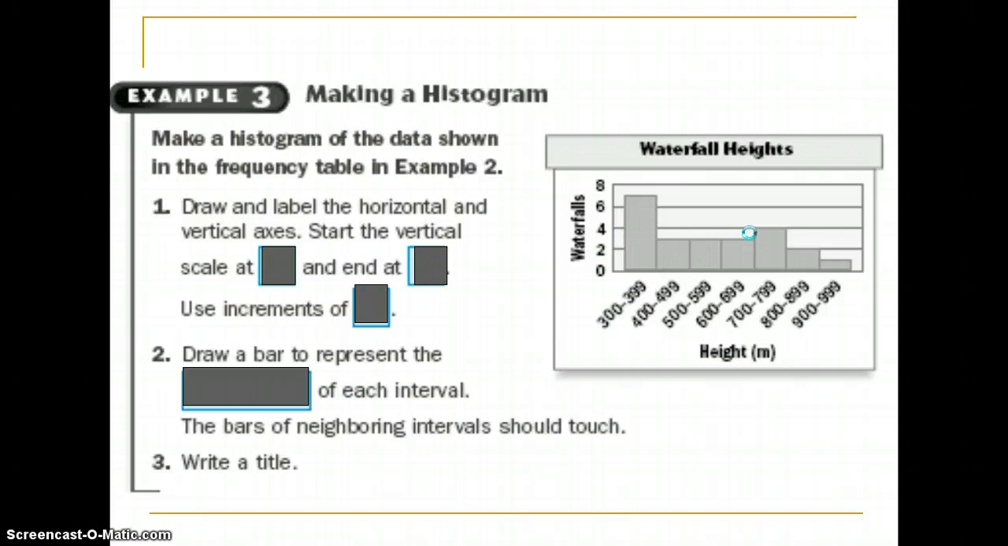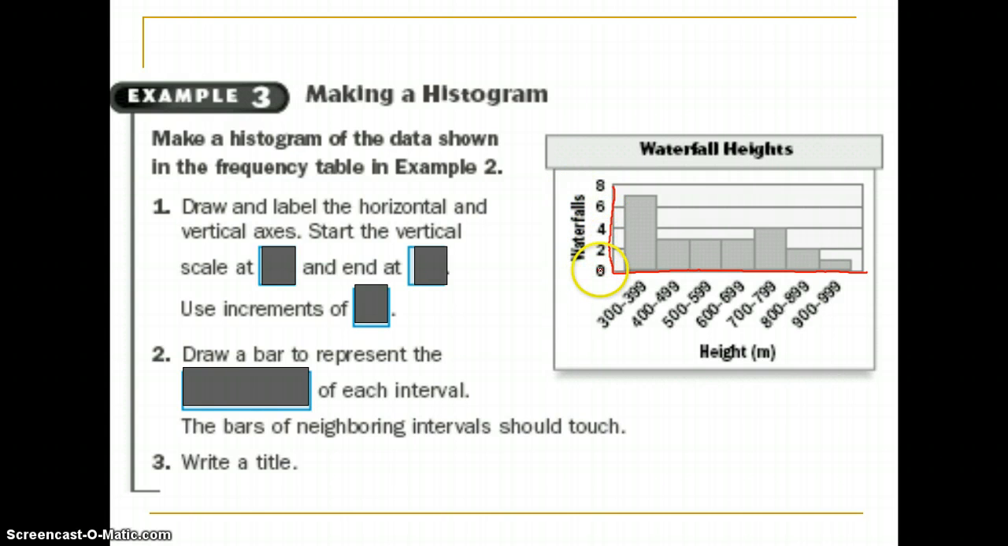Remember at the beginning I said in order to make a histogram, you first have to do a frequency table. So we're going to use the frequency table in example 2 to create a histogram. First of all, you have to draw and label the horizontal and vertical axes. This is your vertical axis. This is your horizontal axis. We're going to put the scale on the bottom. That's your equal intervals with the number of waterfalls to the left on the vertical axis.